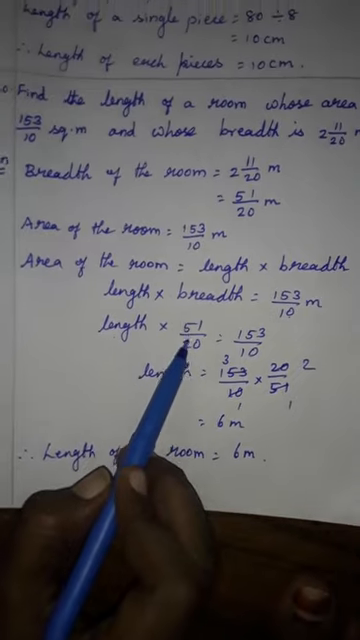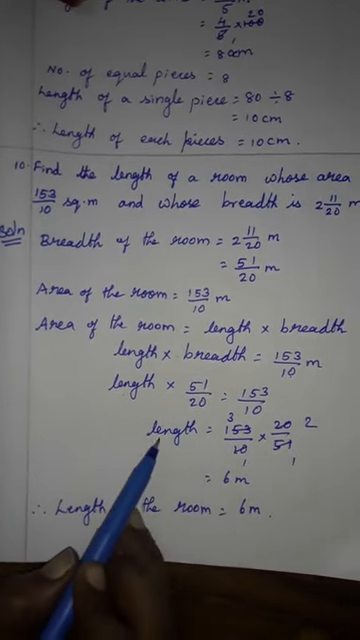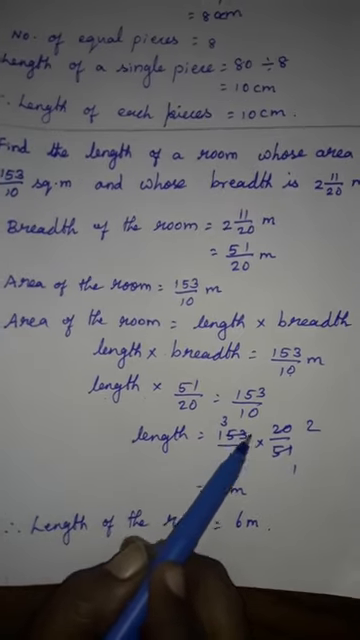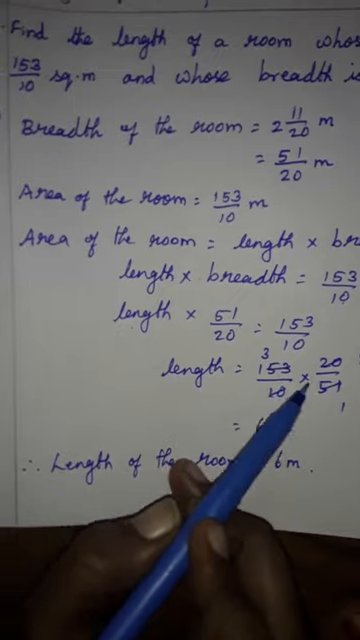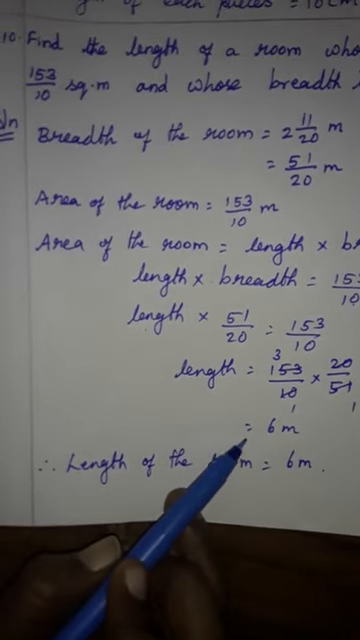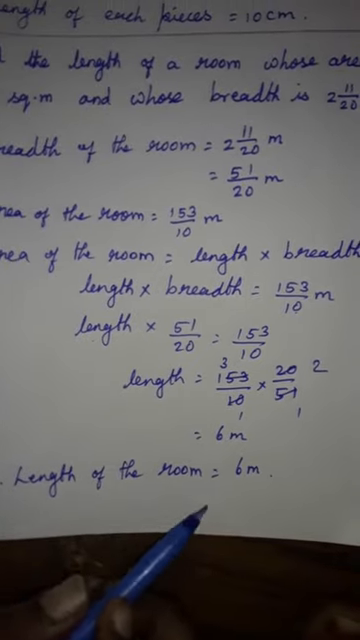When we are moving this 51 by 20 to the right hand side, it becomes reciprocal. That is length equal to 153 by 10 into 20 by 51. After cancelling it, we get the answer as 6 meter. Therefore, the length of the room equal to 6 meter.